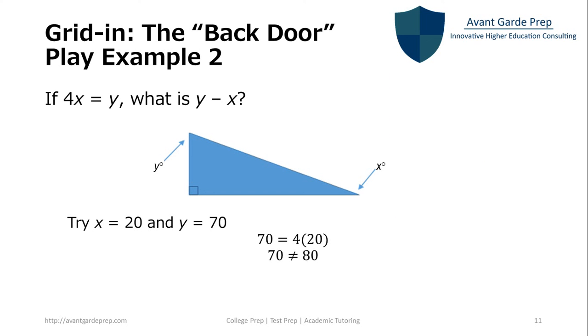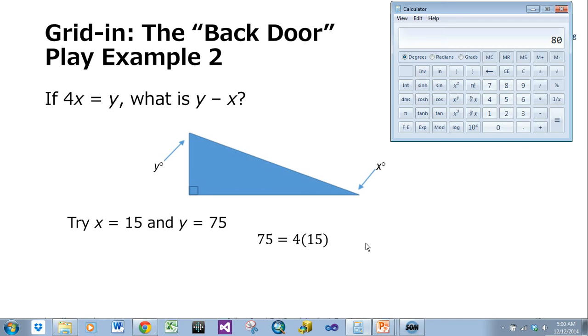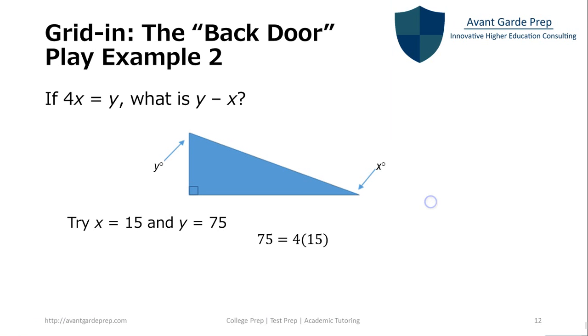However, we know which way we need to go. Because our result was greater than what we needed, we need to reduce our x value. So we can do that. Let's go down to 15 and see what happens. So if we put in 15, we'll go ahead and calculate that. So 75 equals 4 times 15. And that's not true because it actually equals 60. So we know that we're actually too low now, and we need to actually increase our value of x.